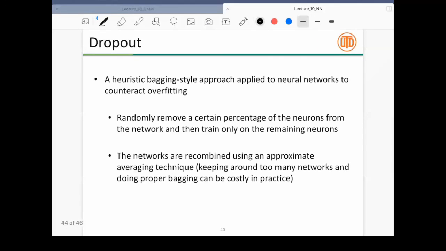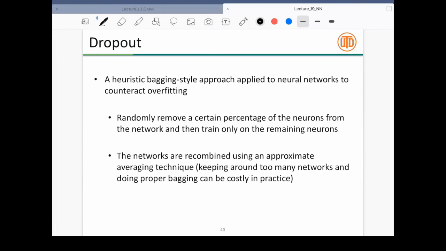Any questions on dropout? Yes. So I just want to make sure I understood this correctly. When it says randomly remove a percentage of the neurons, it really means to deactivate them and not consider them in that training phase. Yes. But then in future phases, you might choose to include those.